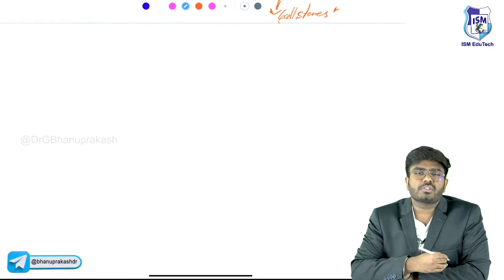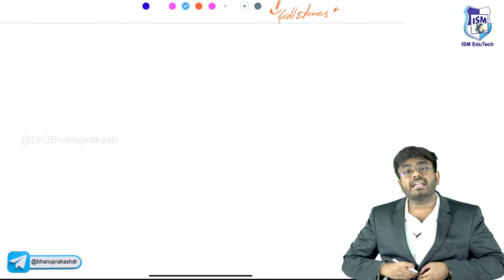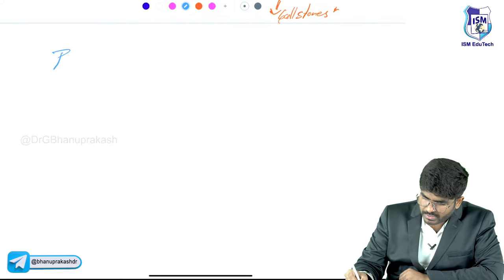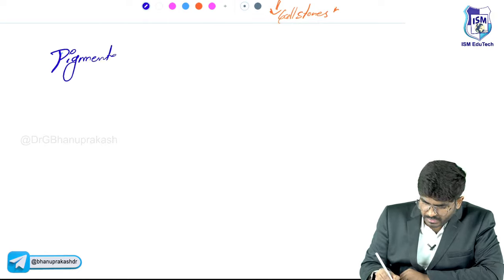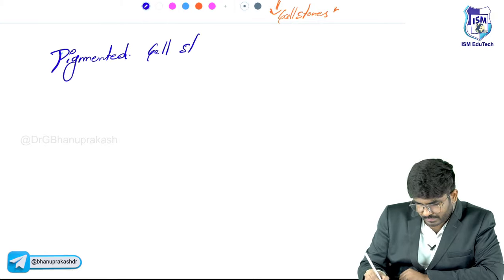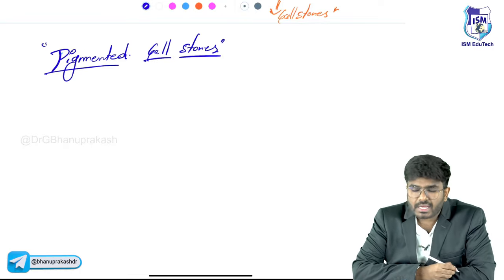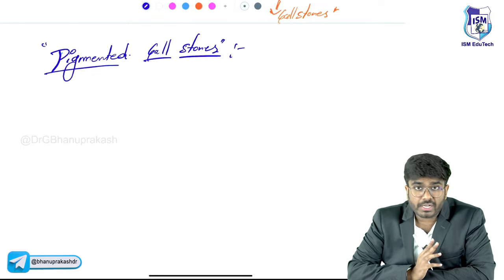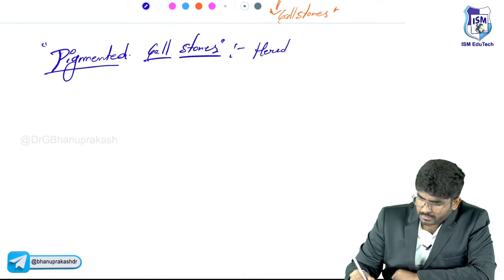Now, whatever I have discussed so far, they are all the cholesterol gallstones. The second type of gallstones, which I want you to know for your exam, is called the pigmented gallstones. So, what are these pigmented gallstones? Seen in which conditions? These pigmented gallstones are usually black in color. They are highly seen in two conditions. One is hereditary spherocytosis.